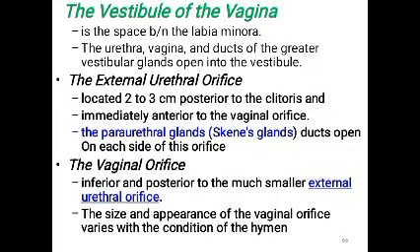The vestibule of the vagina is the space between the labia minora. The urethra, the vagina, and the ducts of the greater vestibular glands open into the vestibule. The external urethral orifice is located 2 to 3 centimeters posterior to the clitoris and immediately anterior to the vaginal orifice. The paraurethral glands, or Skene's glands, have ducts that open on each side of this orifice. The vaginal orifice lies inferior and posterior to the much smaller external urethral orifice.